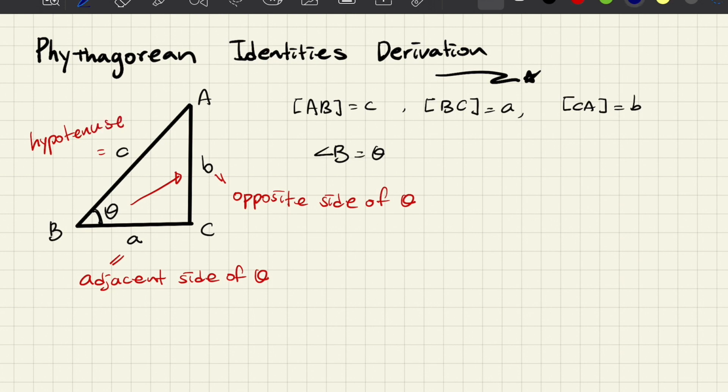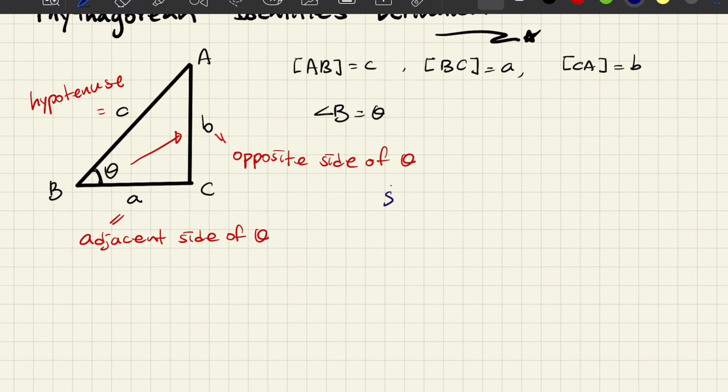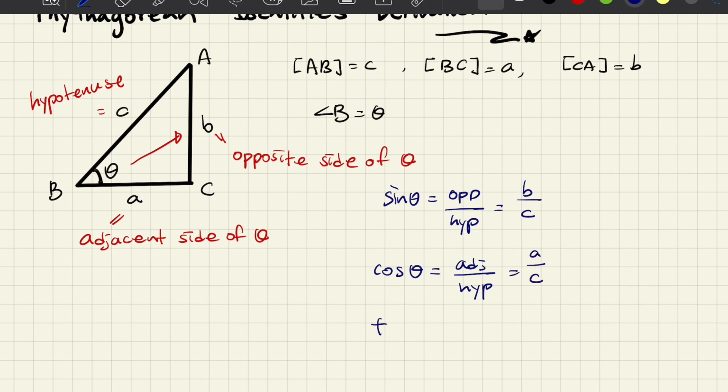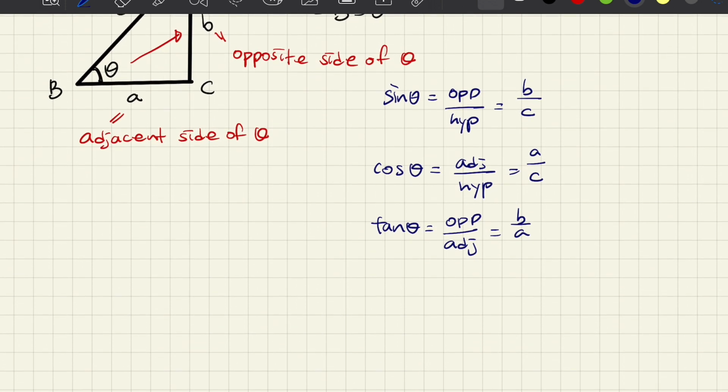Then let's first define all the trigonometric ratios, which are useful in deriving the Pythagorean identities in trigonometry. We can say that sine theta is equal to opposite over hypotenuse, which is equal to b over c. Cosine theta is equal to adjacent over hypotenuse, which is equal to a over c, and tangent theta is opposite over adjacent, which is equal to b over a. Then, using this information, let's prove the Pythagorean identity.